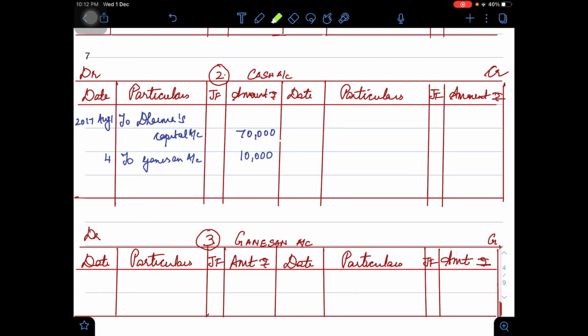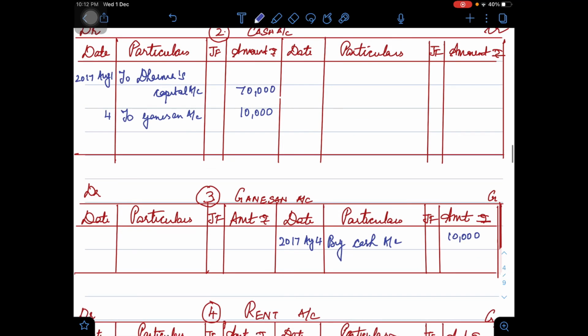So now what do I do? I will write the date again, 2017 August 4. I will write by cash account, because in cash it is Ganeshan, so in Ganeshan it should be cash. How much? It should be 10,000. Students, followed? Now the second entry is over.